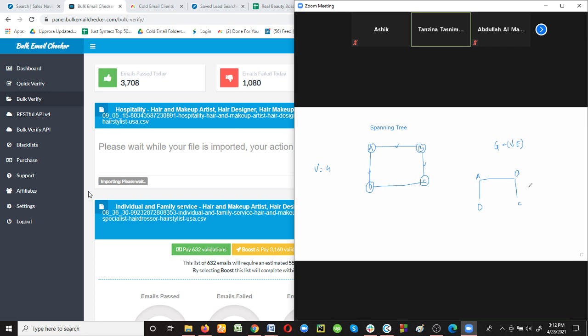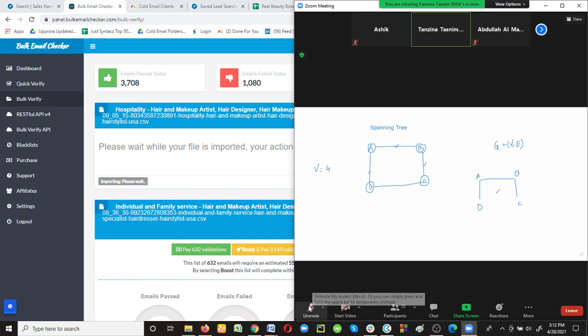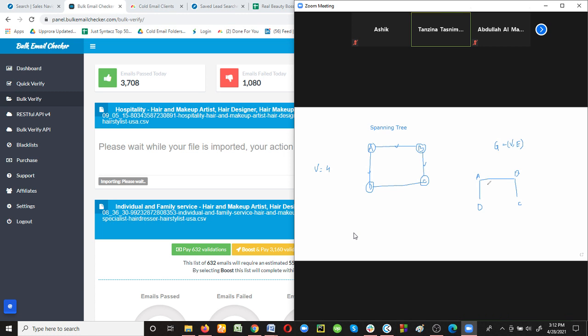So we can call it a spanning tree. Is it clear what a spanning tree is? A spanning tree is a subgraph where the number of vertices is equal to the number of vertices in the graph, and the number of edges is one less than the number of vertices of the graph. Is it clear? Yes, ma'am.